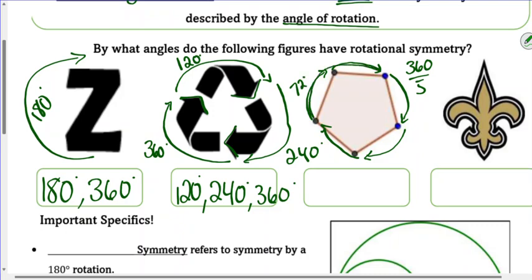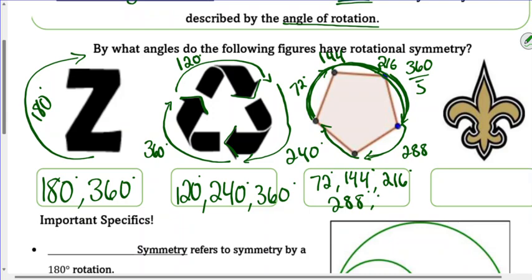Then these two together is 144. Then the next one added in gives us 216. 4 turns together would get us up to 288, and then that 5th turn makes it 360. So I'm going to say 72 degrees, 144, 216, 288, and 360. So that has 5 different rotations we can make to create the exact same image.